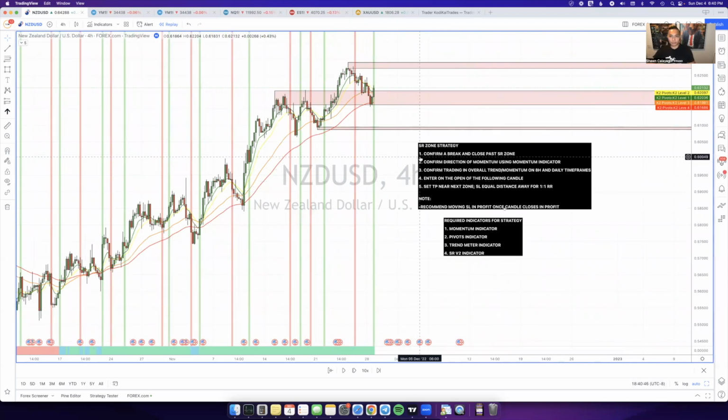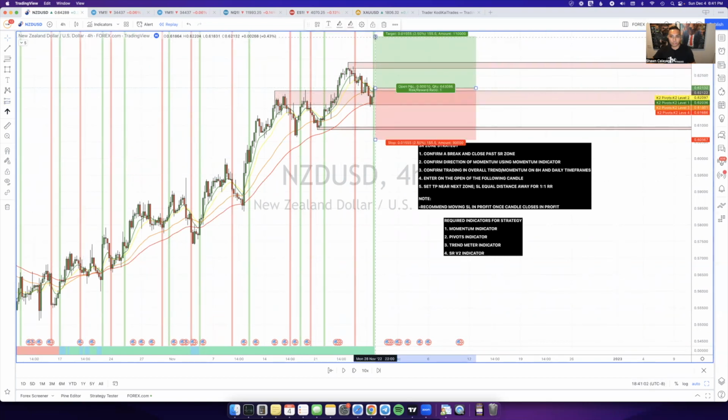So step 1 met, break and close past the structure. Step 2 met, we have a bullish momentum right there. Third confirmation, it's overall bullish on the 4-hour, 8-hour, and daily. Step 4 over here, enter on the open of the following candle. You're in a long position right there. Your target's going to be the next zone, but you want to make sure that there's enough space here to cover any spread or anything that could happen between here and the next zone.